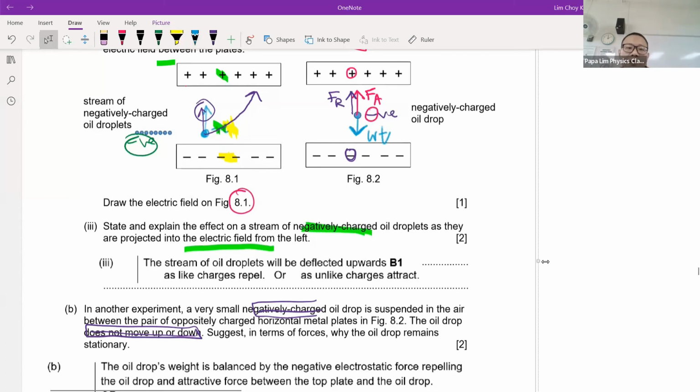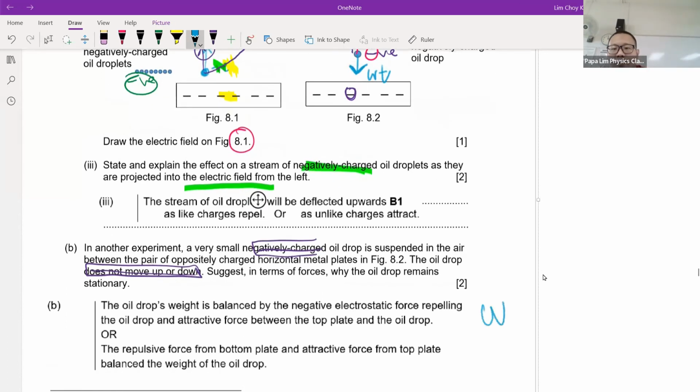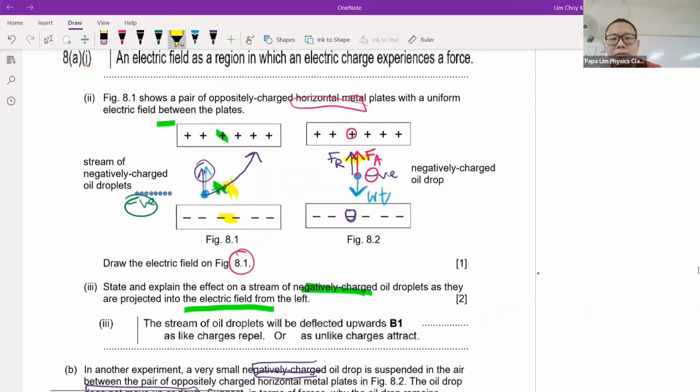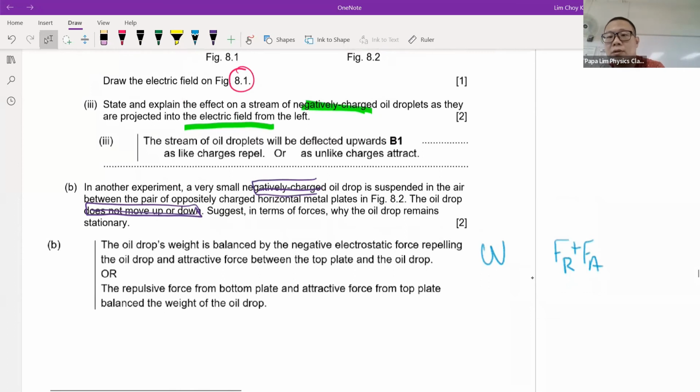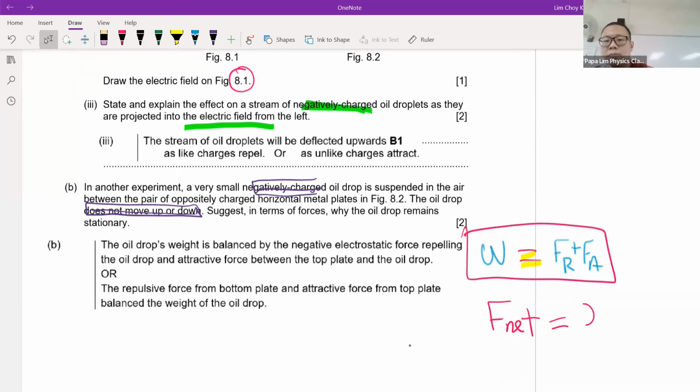So what happens here is, if the weight of the oil drop is as big as the attraction force and the repulsion force, if it's as big as the total of the two upward forces, you'll find that the downward force and the upward force will be balanced. I know that the weight points downward, so it will be a downward force. So the upward force and the downward force actually balance off. And because it's balanced, you'll find that the net force on the oil drop will be 0.